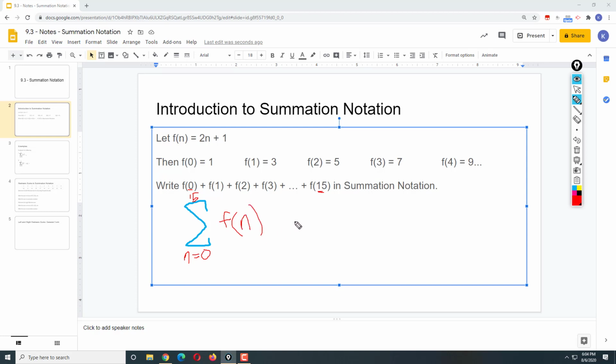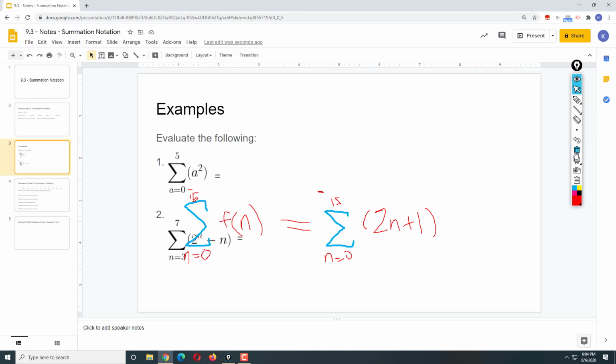Another way to write this that is equivalent: we write our summation symbol. Once again, we're going from n equals 0 to 15. Since f of n is 2n plus 1, you can just write it this way. So the summation, the first one they wrote, means f of 0 plus f of 1 plus f of 2, and so forth. Let's look at some examples.